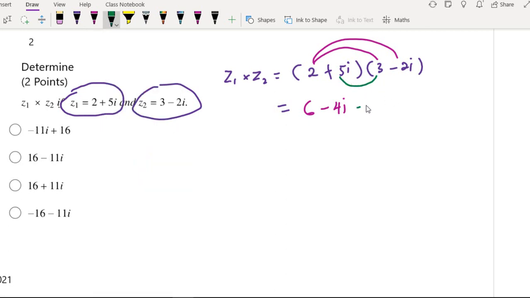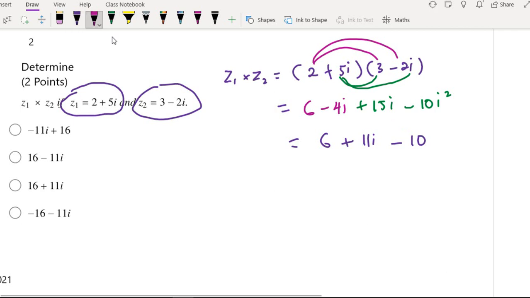5i times 3, plus 15i. 5i times negative 2i, minus 10i squared. Okay. Then simplify. 6 negative 4i plus 15i, positive 11i, minus 10i squared. Substitute. Okay, i squared is equal to negative 1. Always remember that i squared is equal to negative 1. Substitute negative 1 here. Then simplify.